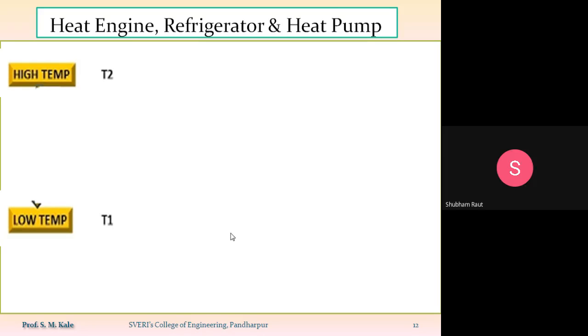So that will always be greater than 1000 degree centigrade. So because of this high temperature and high pressure, there will be the reciprocating motion of piston.